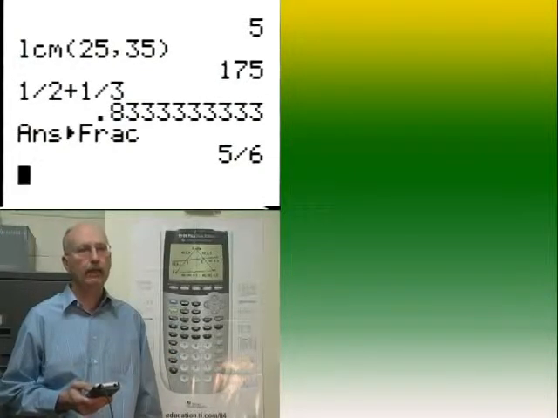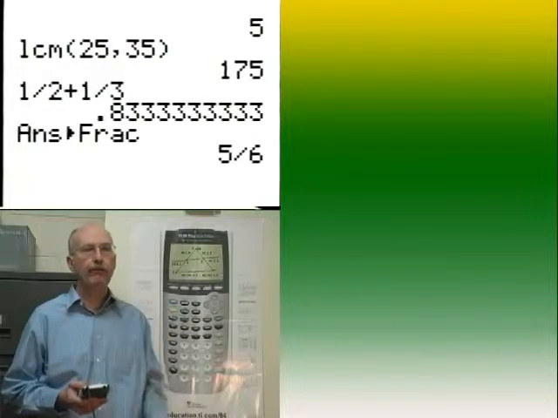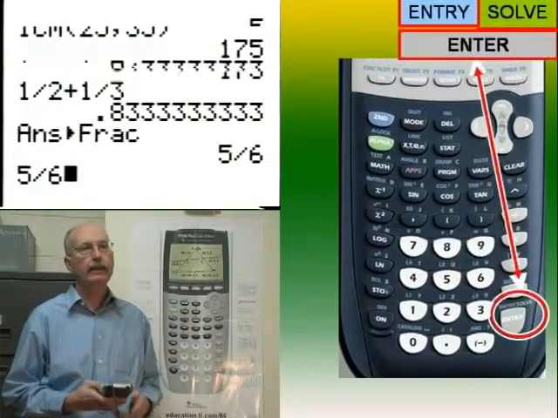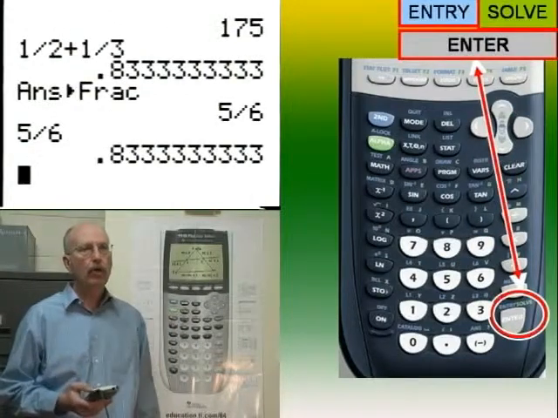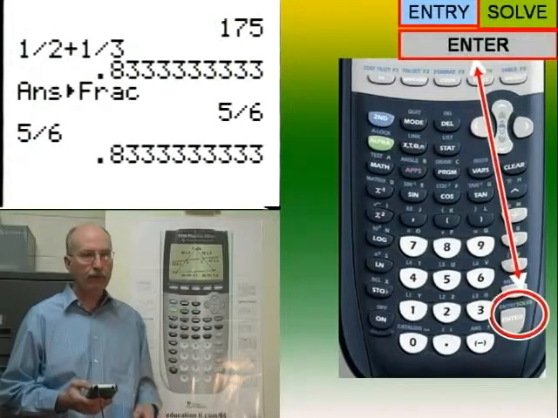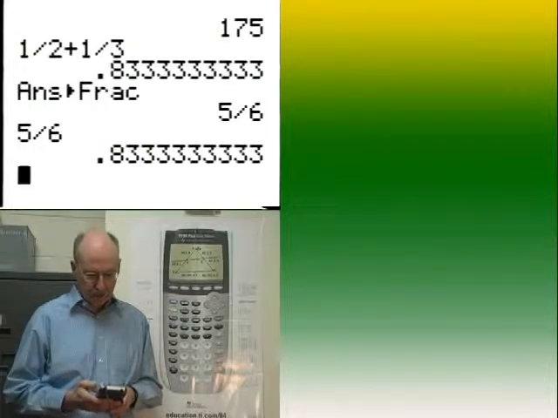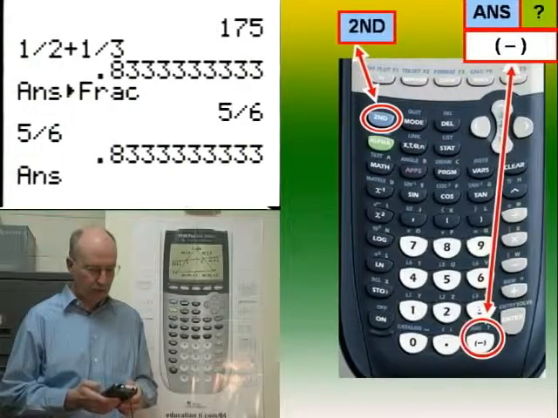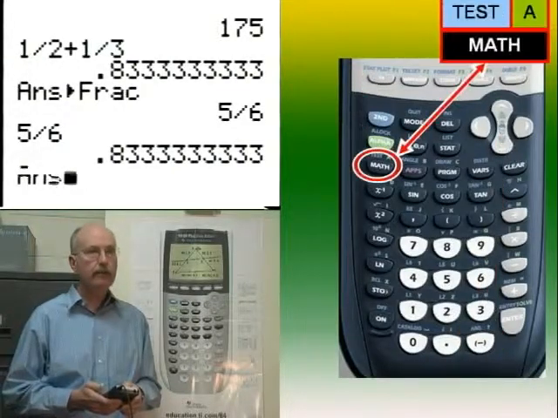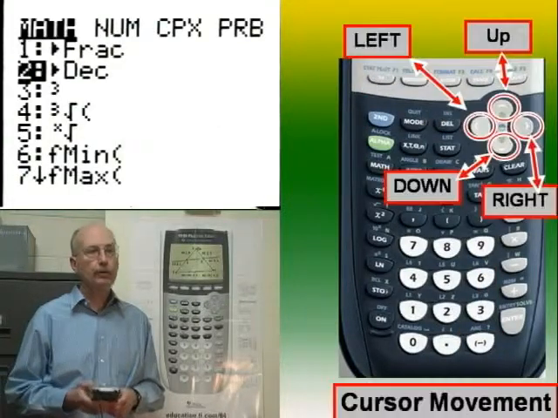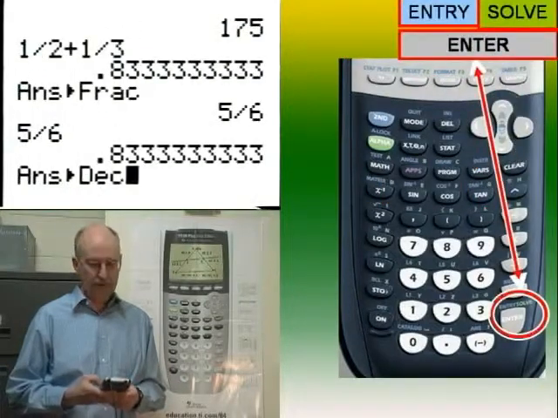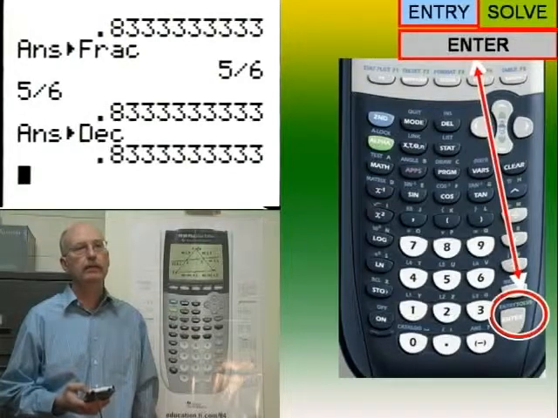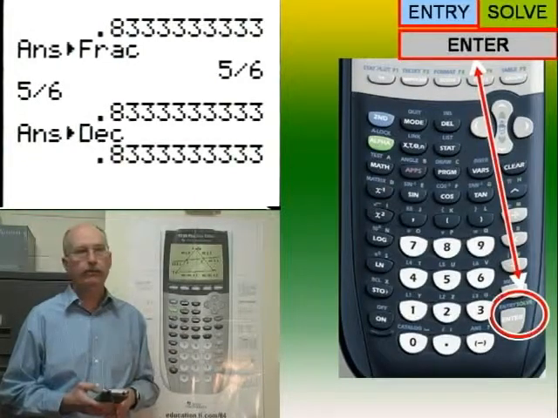So we can convert a decimal to a fraction using that fraction function. We can go backwards as well. Suppose we wanted to convert 5/6 to a decimal. Well, we could do 5 divided by 6 and hit Enter, and we get it back. Or if we had a fraction already there, we could hit Answer, and we use second answer. And then we'll go to the Math key again, and option number 2 is decimal. Hit Enter, and hit Enter again, and you can see that we can convert 5/6 to a decimal. So the function goes both ways.